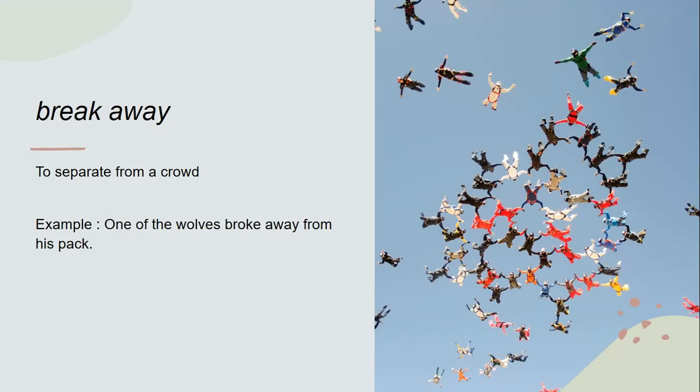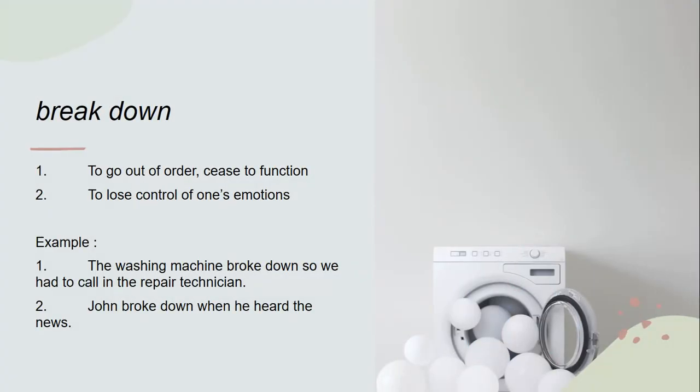Break away. To separate from a crowd. For example, one of the wolves broke away from his pack. Break down. To go out of order or cease to function. For example, the washing machine broke down, so we had to call in the repair technician. Or to lose control of one's emotions. John broke down when he heard the news.